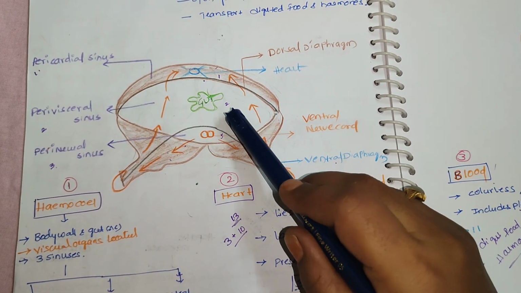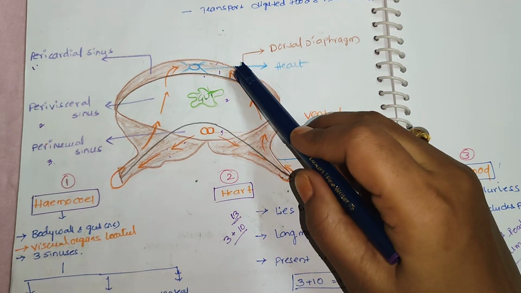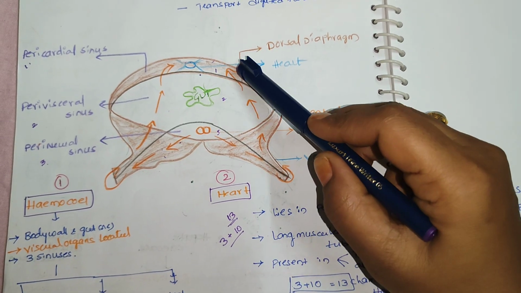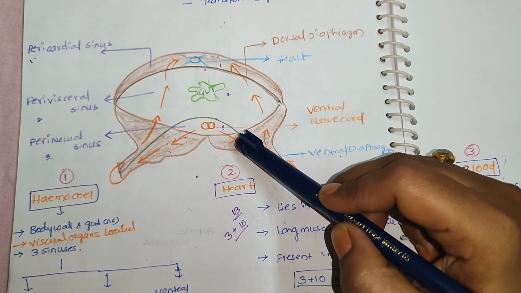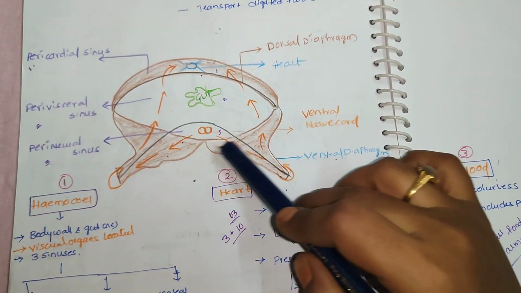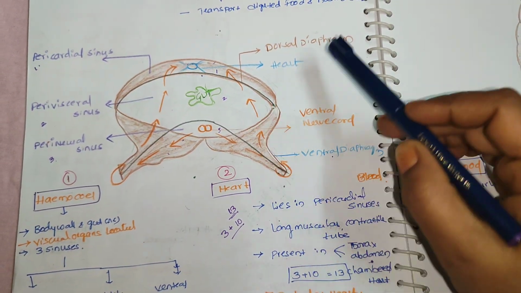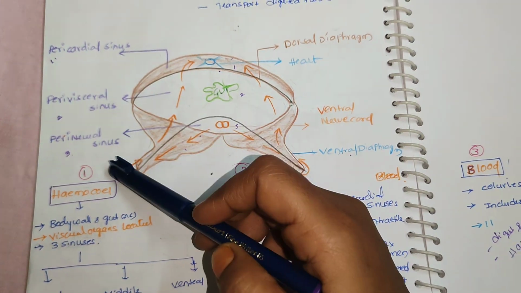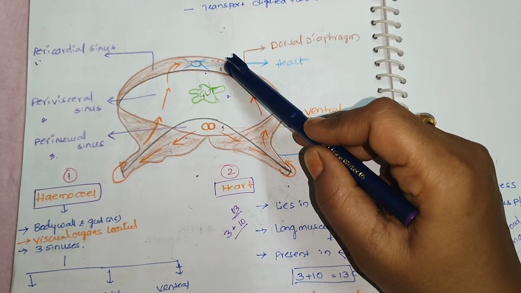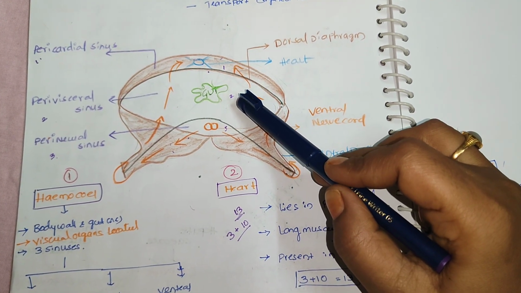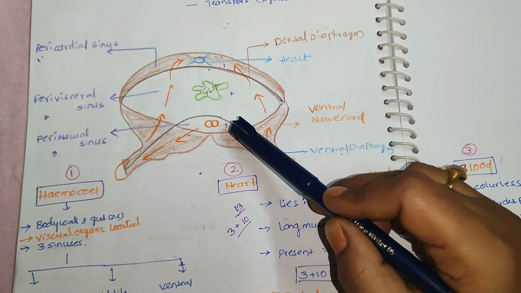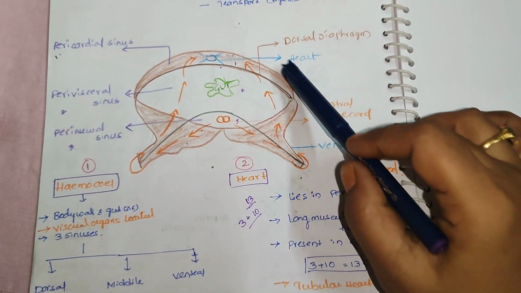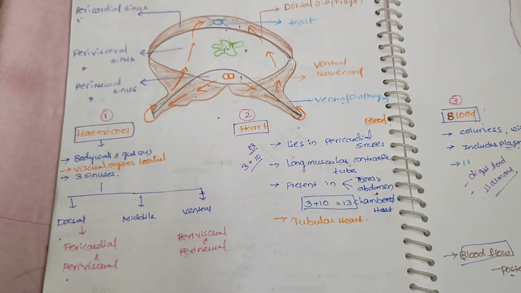The middle sinus is larger than the other 2. So the perivisceral sinus is larger than the pericardial and perineural sinuses. In total, the sinuses are divided by the 2 horizontal muscular membranes into 3 sinuses. In the pericardial sinus the heart is located, in the perivisceral sinus the gut, the alimentary canal, is located, and the last one, the perineural sinus, has the nerve cord. So this is the total information regarding the hemocoel.